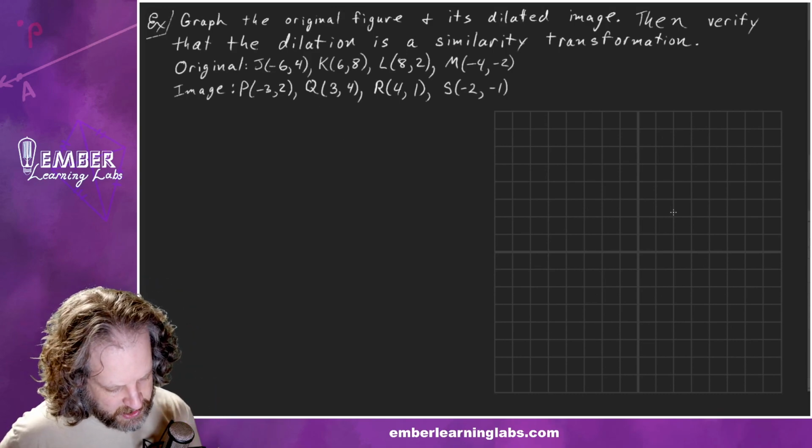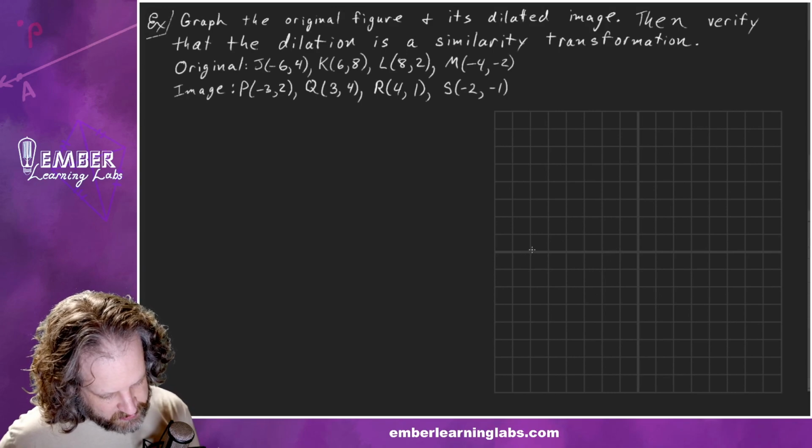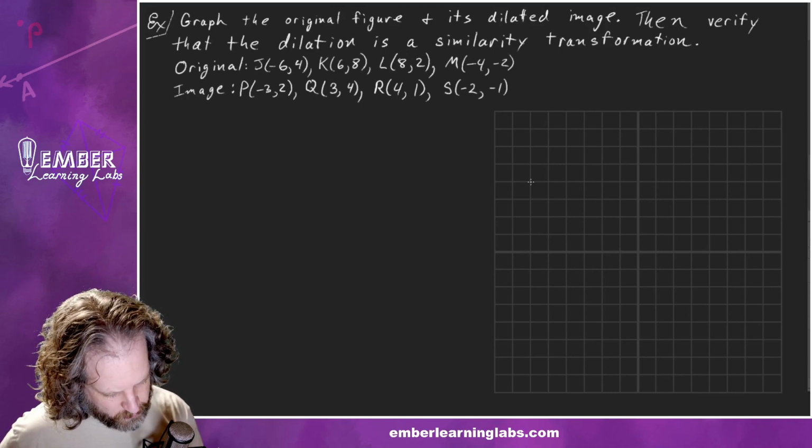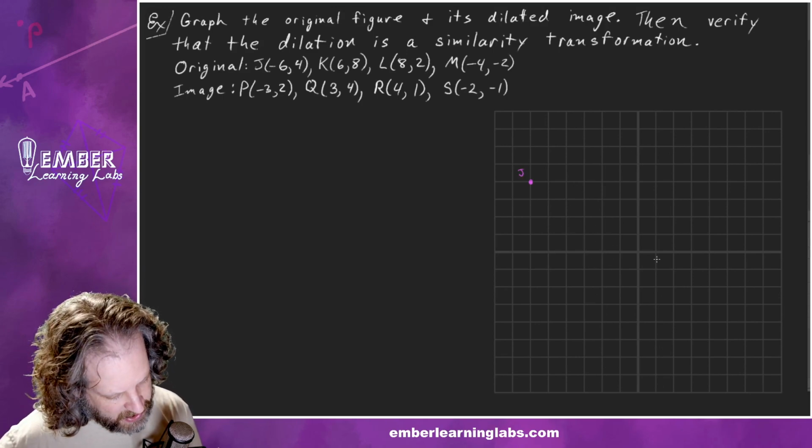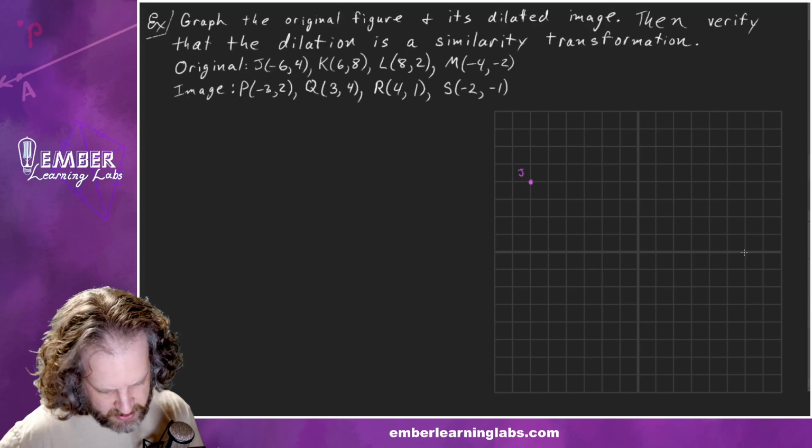So we're going to graph it. We're going to find J, which is at -6 and 4. That's J. And then K is at 6, 8.